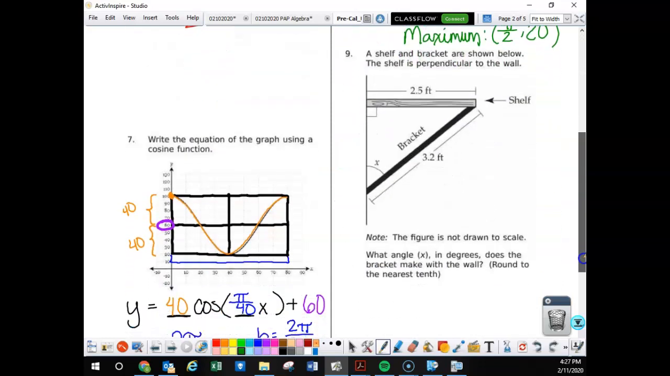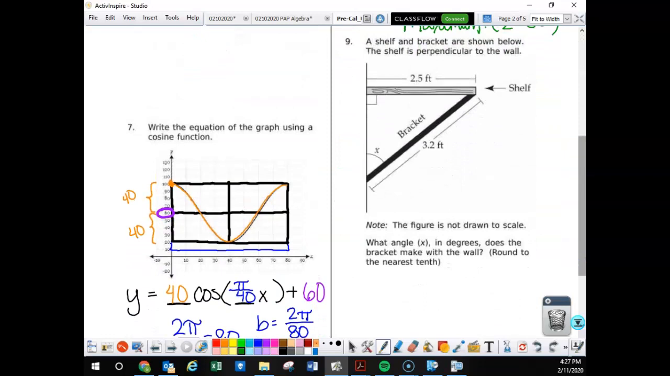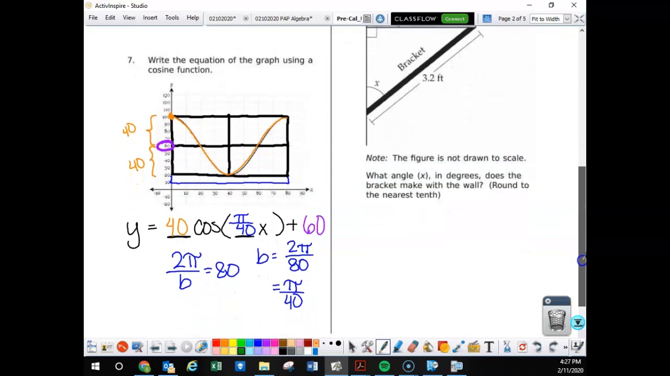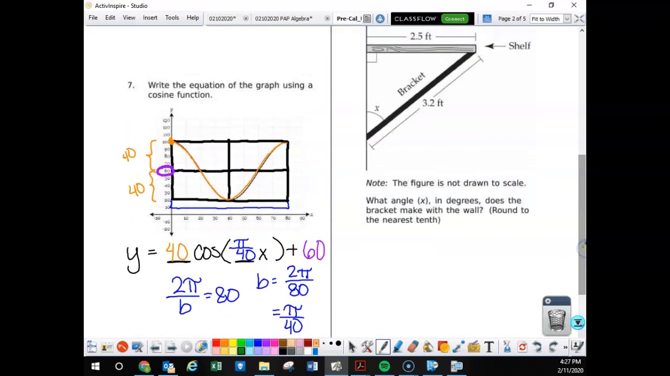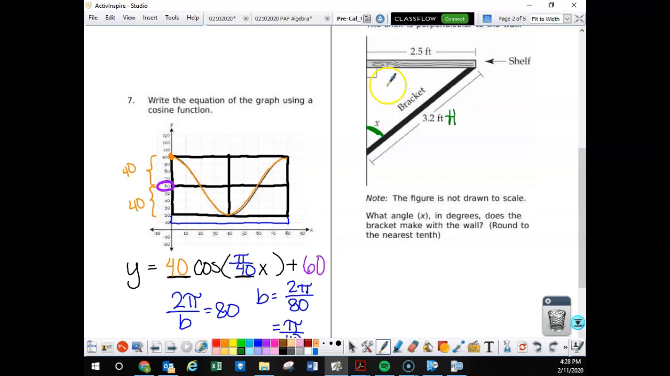Okay. Number 9. The shelf and bracket are shown below. The shelf is perpendicular to the wall. Note, the figure is not drawn to scale. What angle x in degrees does the bracket make with the wall? So we're trying to figure out this angle. So this is my hypotenuse, right? Because it's kind of rotated. And this is the opposite, and so this is the adjacent, but I don't need the adjacent.